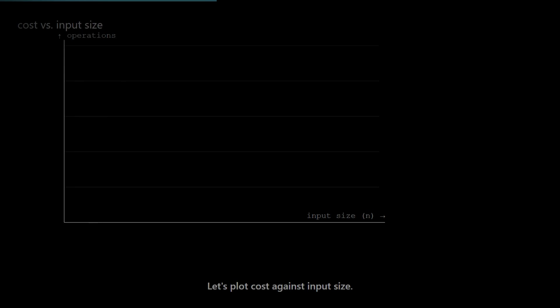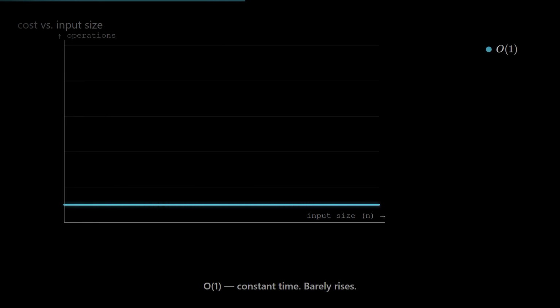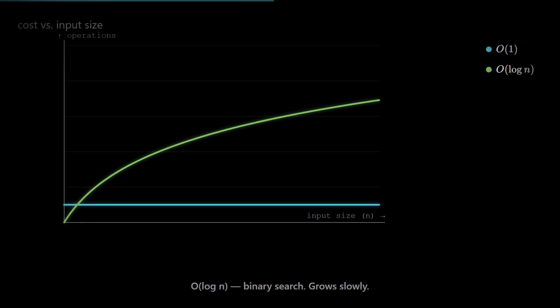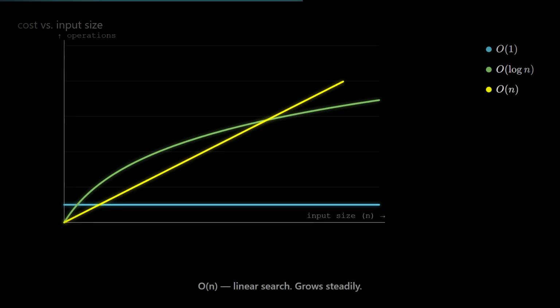But not every algorithm grows the same way. Let's plot cost against input size. A constant time step like reading an array's length barely rises at all, O(1). Binary search halves the space every step. Its cost creeps up so slowly it's logarithmic, O(log n). Our linear search climbs steadily at the same rate as its input, O(n).